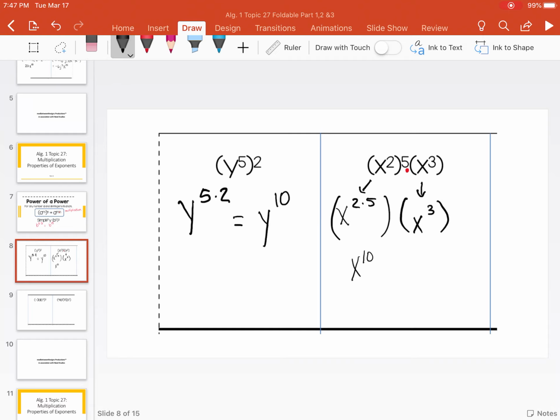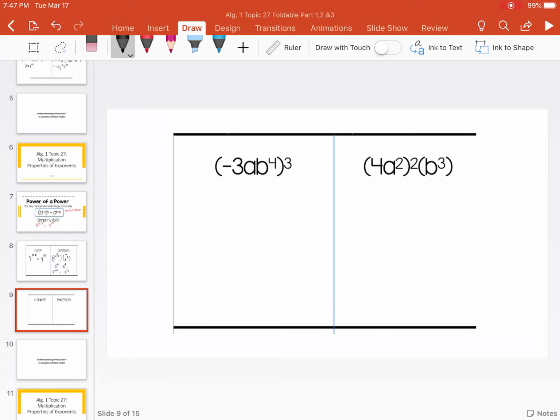So notice here how when we're multiplying these, they actually have the same base. And what do we do when we're multiplying two numbers that have the same base? Well, we add their exponents. So our answer is actually going to be x to the 10 plus 3, or x to the 13th. There you go. Okay, moving on to our next example.